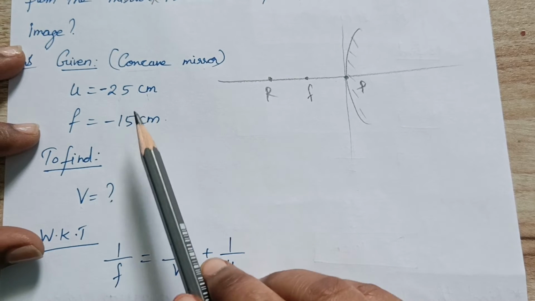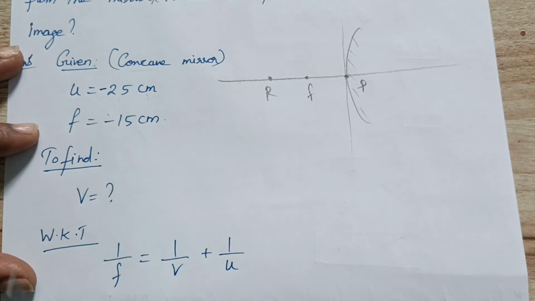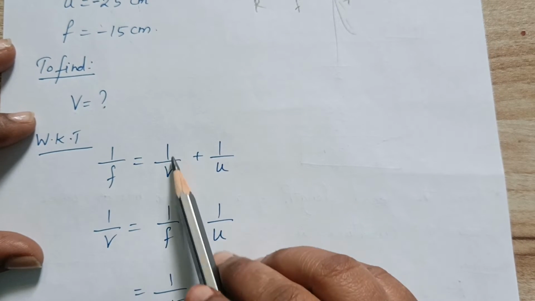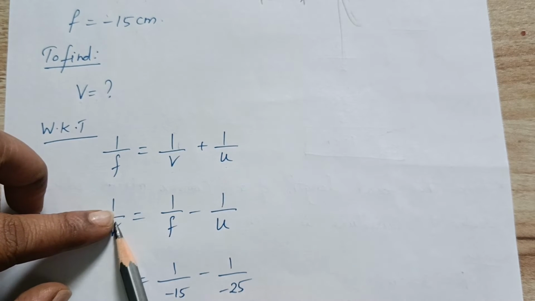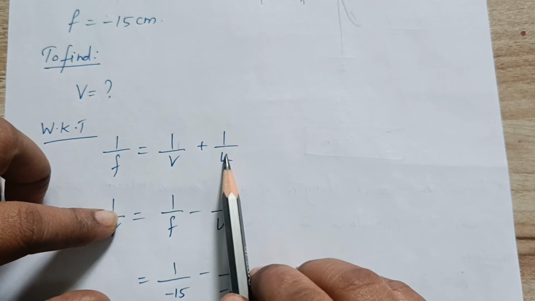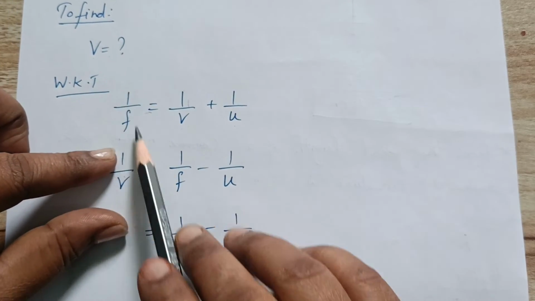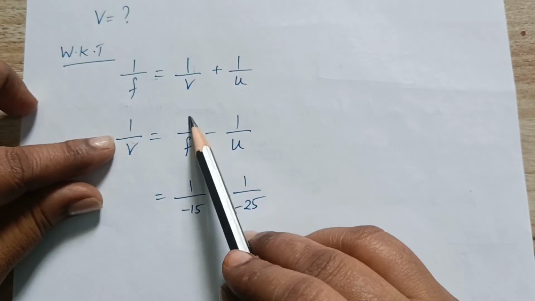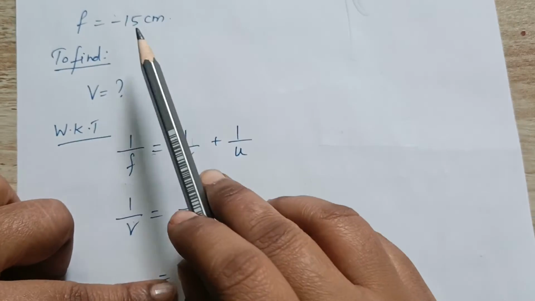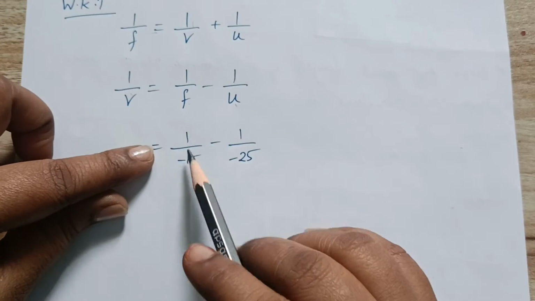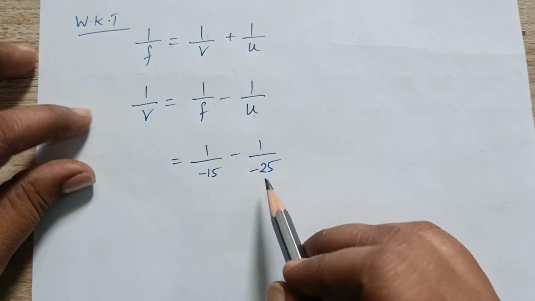So they have given u, f, and they asked for v. What is the relationship between v, f, and u? You know that 1 by f equals 1 by v plus 1 by u. They asked for v, so keep 1 by v here. This 1 by u will be transposed to this side, so it becomes minus 1 by u. 1 by f is already there. So 1 by v equals 1 by f minus 1 by u. Correct? What is the f value? Already given, it is minus 15 centimeters. So 1 by minus 15 minus, what is the u value? Minus 25 centimeters. So 1 by minus 25.